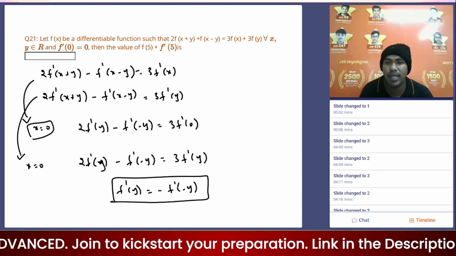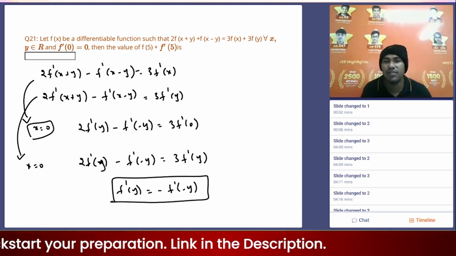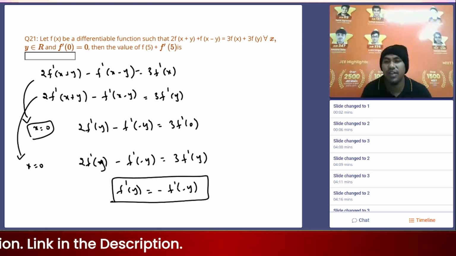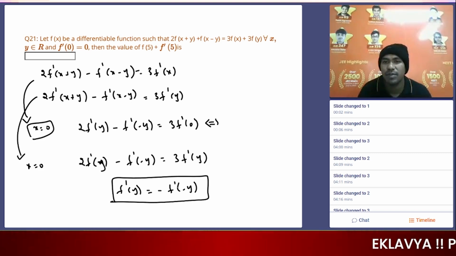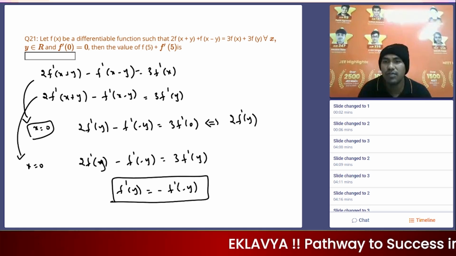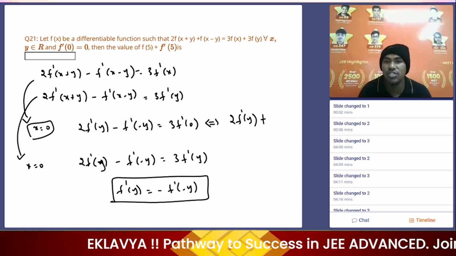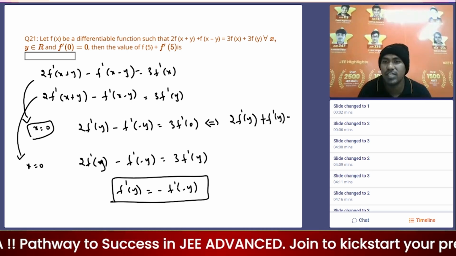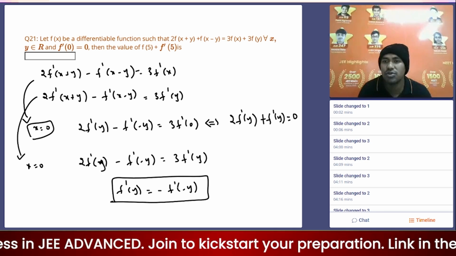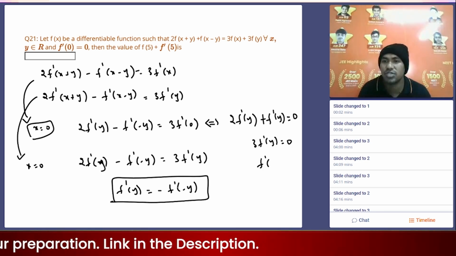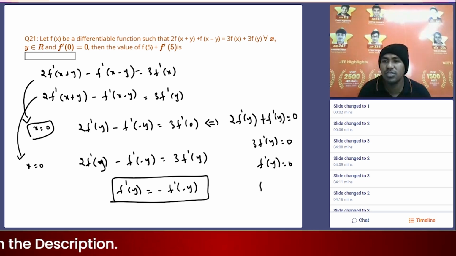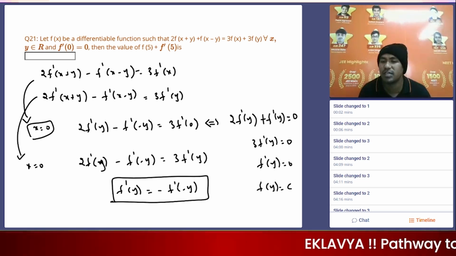And if you apply this condition, because minus f dash of minus y if I take, and f dash of 0, what value have they given? 0 only they have given. From here what will happen? 2 times f dash of y, and this value is equal to f dash of y, so plus f dash of y is equal to 0. Now from here, 3 times f dash of y is equal to 0, which means f dash of y is equal to 0, which means f of y is equal to some constant, right?